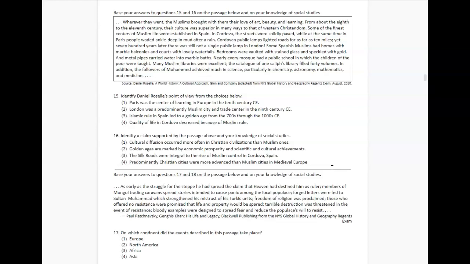So 15, identify Daniel Roselle's point of view from the choices below. What was his point of view? 1. Paris was the center of learning in Europe in the 10th century CE. 2. London was predominantly a Muslim city and a trade center in the 9th century CE. 3. Islamic rule in Spain led to a golden age from the 700s through the 1000 CE. 4. Quality of life in Cordova decreased or got worse because of Muslim rule.